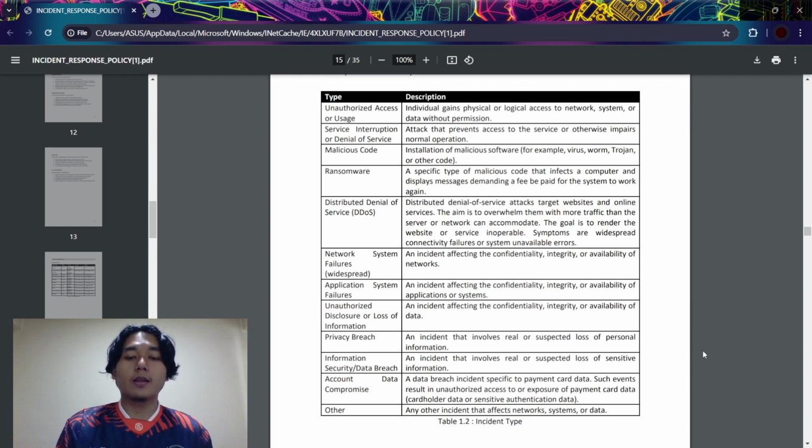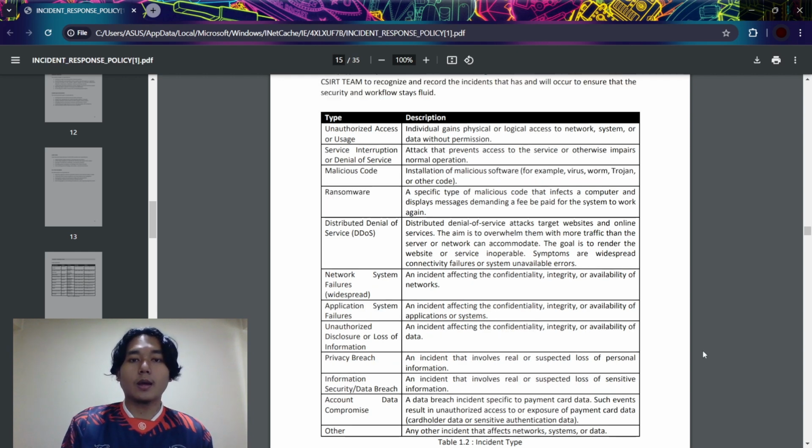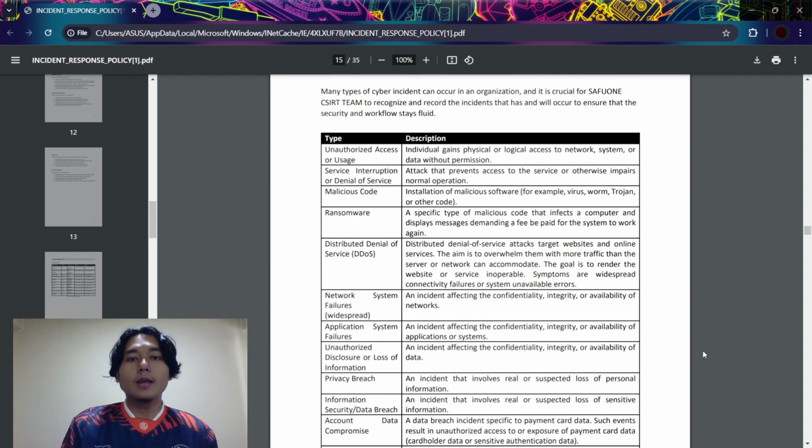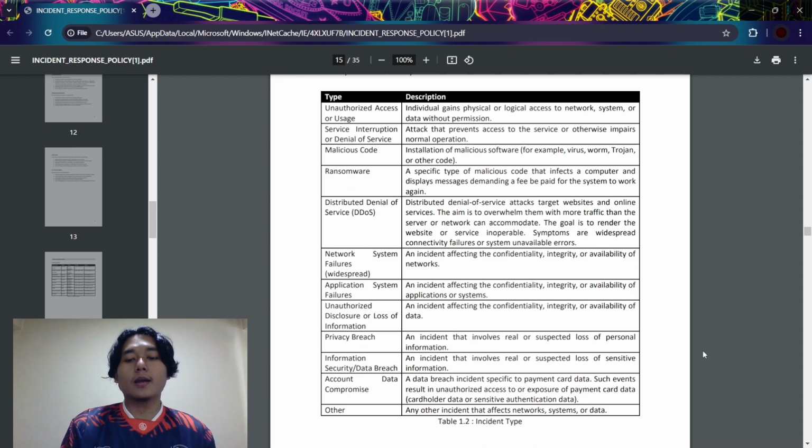Next one is privacy breach, information security data breach, account data compromise, which means a data breach incident specific to payment card data. Such events result in unauthorized access to or exposure of payment card data, which means cardholder data or sensitive authentication data. And the others, any other incident that affects network, system or data.